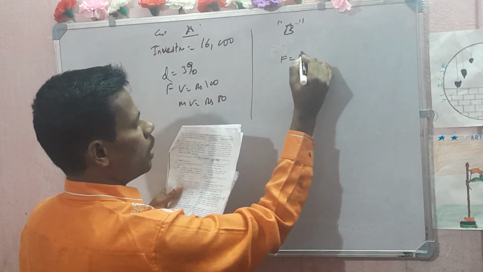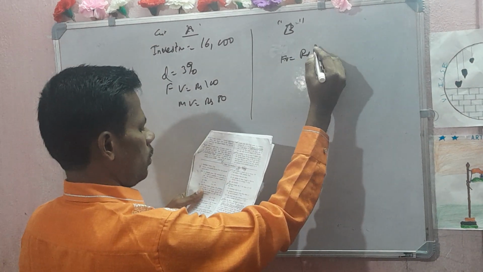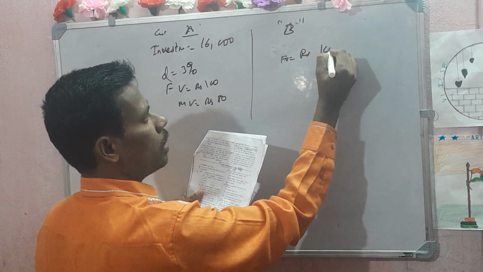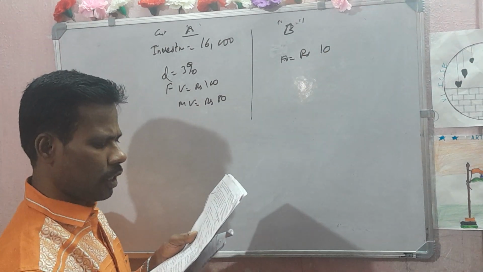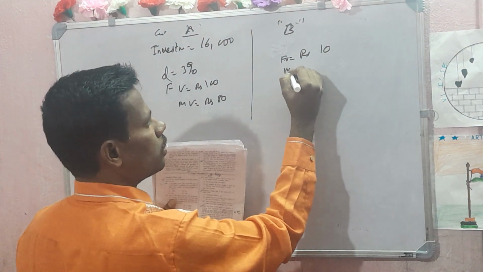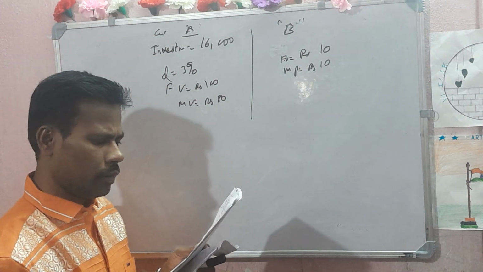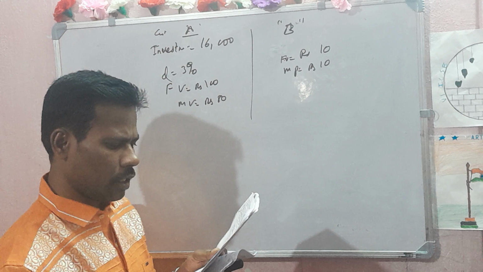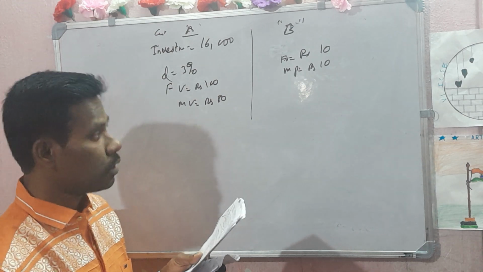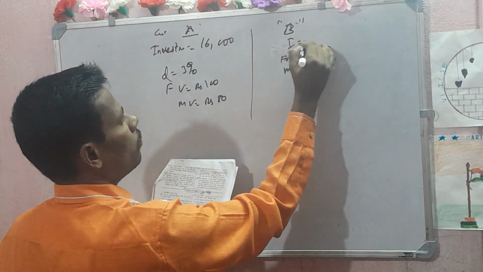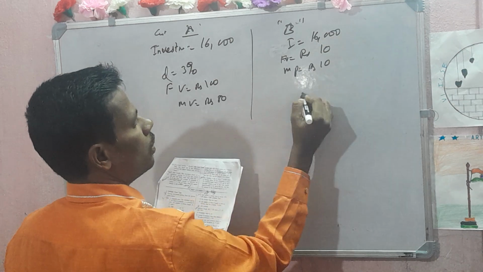Face value is nothing but rupees, here 10 rupees share. Rupees 10 share at par. At par means market price is also the same. Face value and market price are the same. And B buys, that's all they are given. And investment is nothing but 16,000.